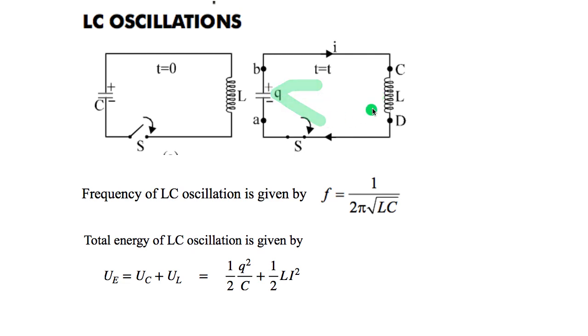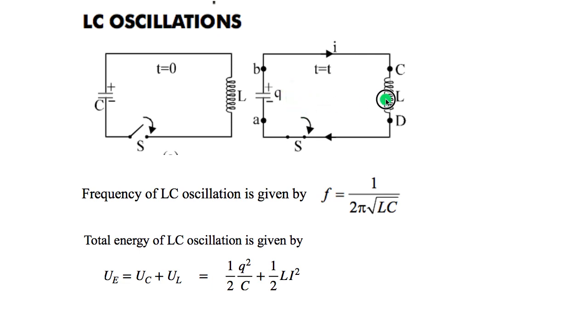That is, now the capacitor is going to get the charges and the direction of the current is reversed. Now the entire stored magnetic potential energy is converted into electrical energy in the capacitor. The entire energy is transferred to the capacitor.